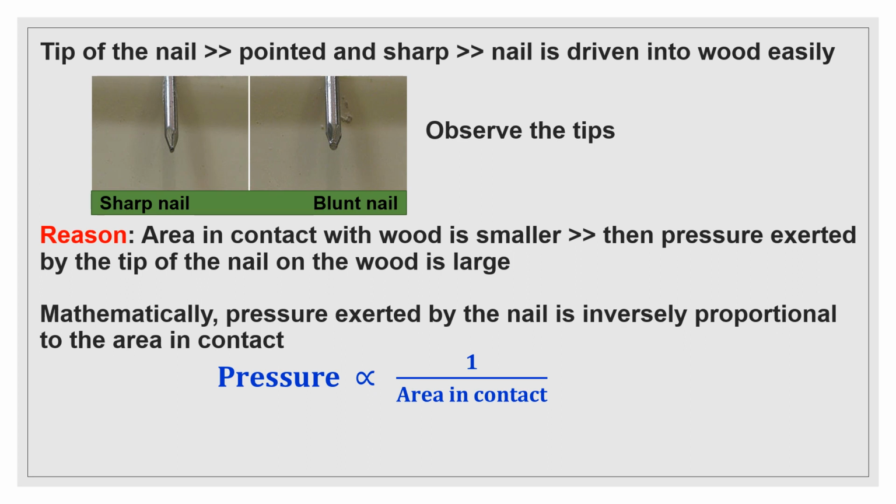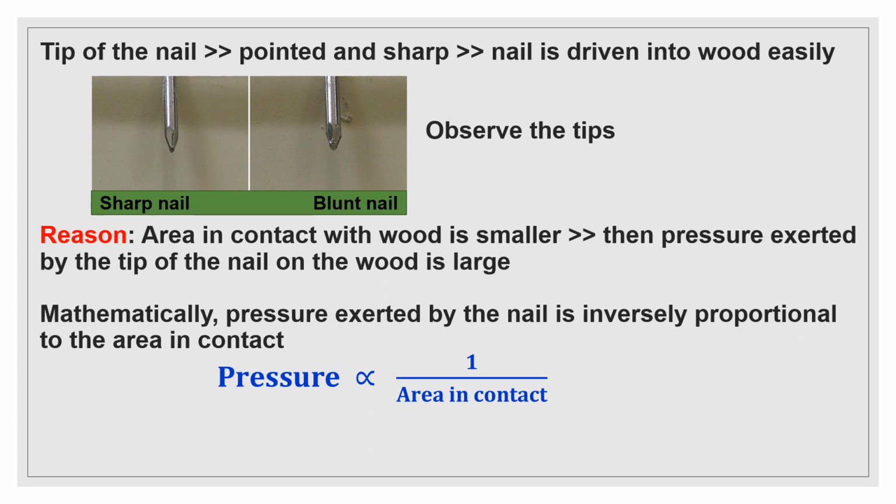So there is an inverse proportionality. So mathematically we can say that pressure exerted by the nail is inversely proportional to the area in contact. So it means when the tip of the nail is pointed and sharp, the area in contact is going to be small, and therefore the pressure exerted is going to be large.